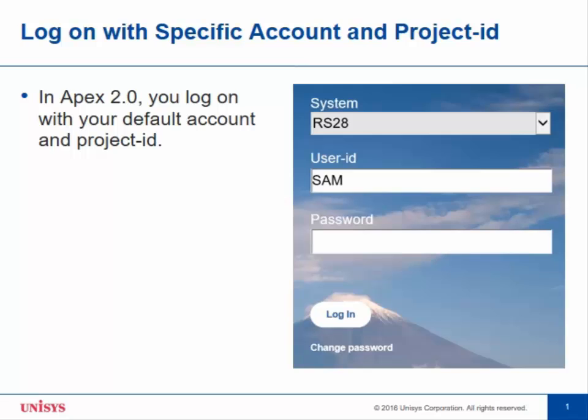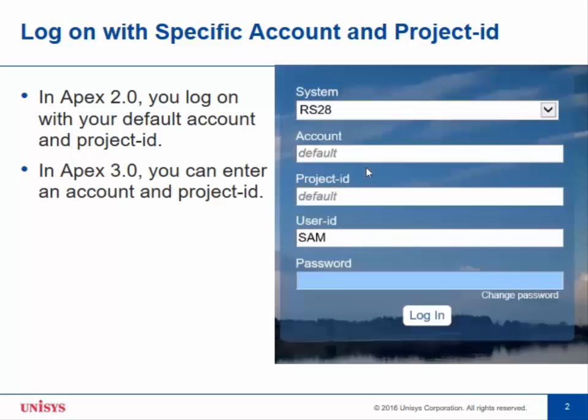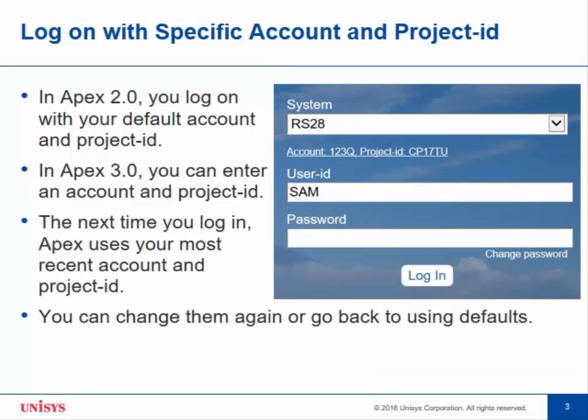In Apex 2.0, you log on with your default account and project ID. In Apex 3.0, you can enter an account and project ID. Here you see that the account and project ID start at a default, but you can put in specific accounts here and specific project IDs in the next box, then use them to log in. And then the next time you log in, Apex uses your most recent account and project ID. And if you want to, you can change them again or go back to using the defaults.